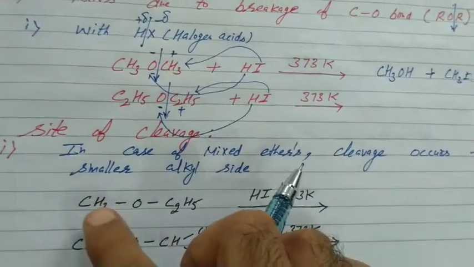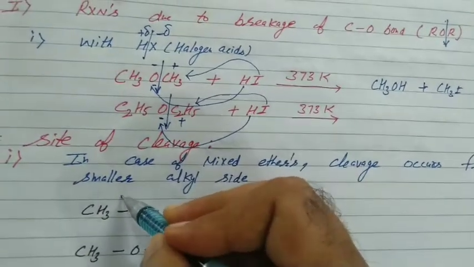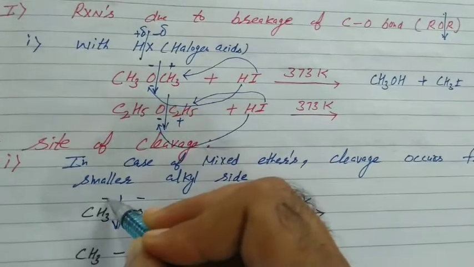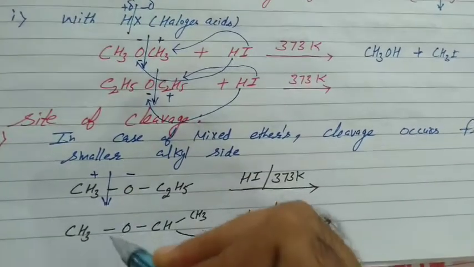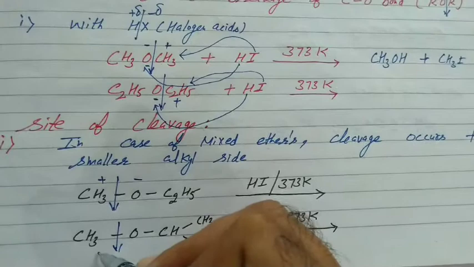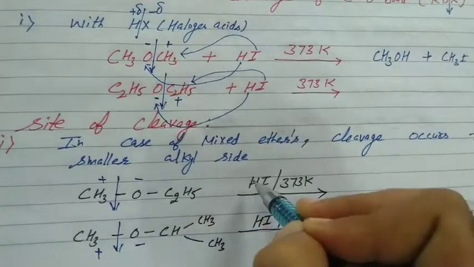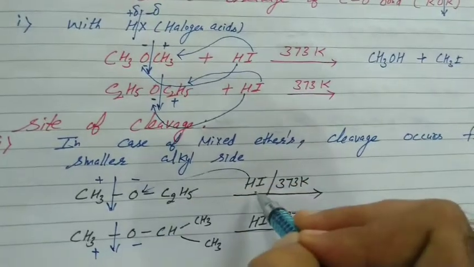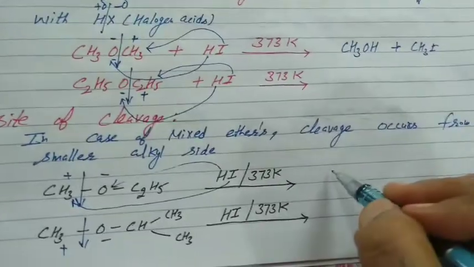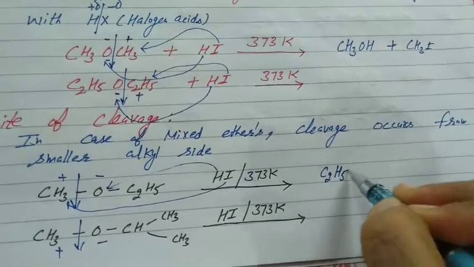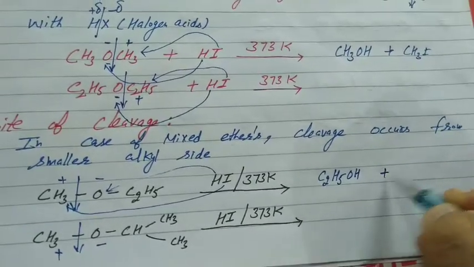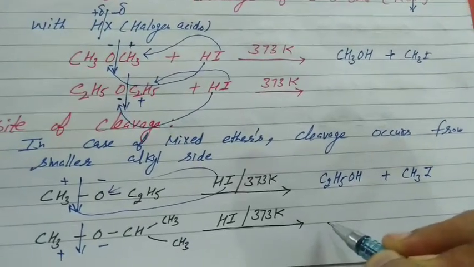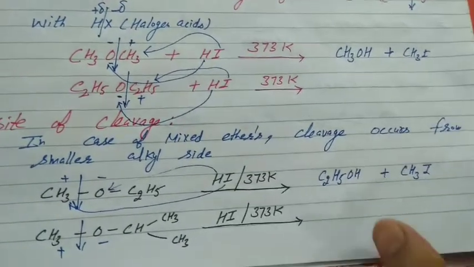Students, one end is methyl, one end is ethyl. Which is smaller? You know, methyl. Definitely we break from this end. Now which is the smaller end, students? Again methyl. Break from this end. What will happen? We are treating it with halogen acid. H will join the electronegative oxygen and iodine the carbocation. We got C2H5OH plus CH3I. Again the second, students, please complete by yourself. That's the second question of today's assignment.